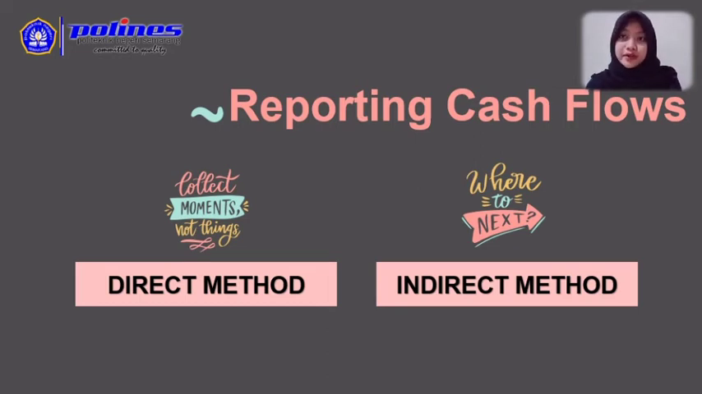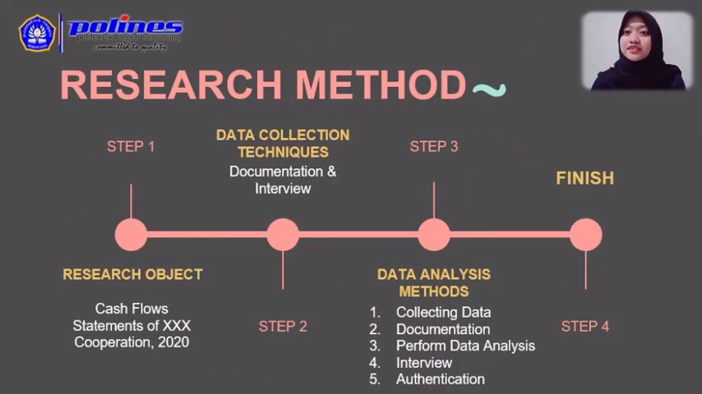Okay, the next, indirect method. Under this method, net profit or loss is adjusted by correcting for the effects of non-cash transactions, deferral or accrual on cash receipt or payments for past and future operations, and income or expense items related to the cash flows in investing or financing. Okay, the last, I want to tell you about my research methods. They are research object. The author compiled a final project regarding cash flow statement analyzed with the research object of the XXX Corporation balance sheet and profit and loss in 2019 to 2020.